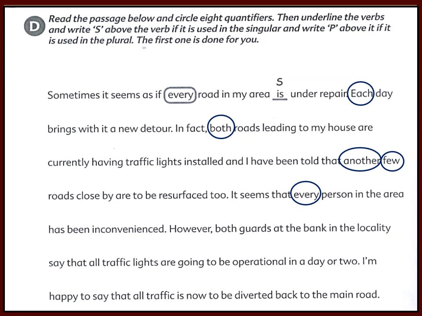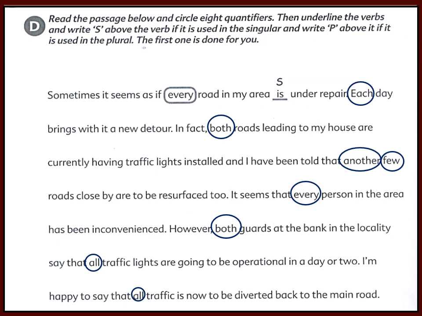However, both, right? Guards at the bank in the locality say that all traffic lights, good, are going to be operational in a day or two. I'm happy to say that all traffic, good, is now to be diverted back to the main road. So I have circled all the quantifiers here. Now count them: 1, 2, 3, 4, 5, 6, 7, 8. Good. I have circled 8 quantifiers here. One was circled by the author.